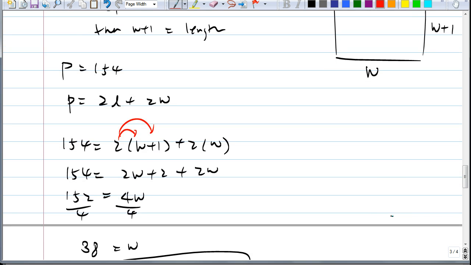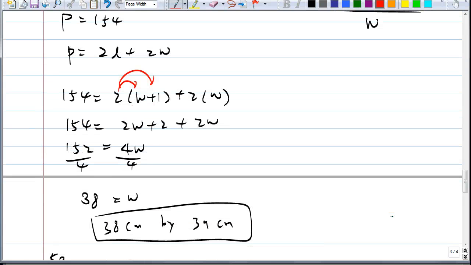38, doesn't it? If the width is 38, guess what? The length must be 39 because length is 1 more than the width, isn't that right? Because these are consecutive integers, correct? So there's your dimension, 38 by 39 centimeters. Is that okay?